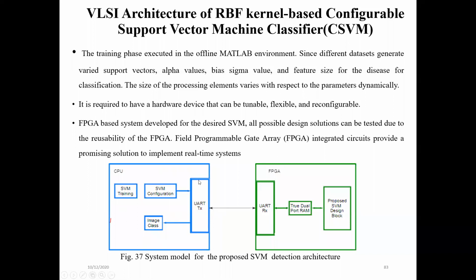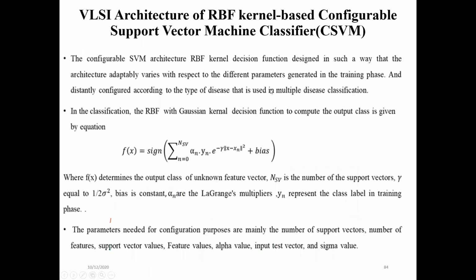So here is a UART transmitter, a UART receiver, two dual port RAMs, and the proposed SVM design block. And the VLSI architecture of the RBF kernel based configurable support vector machine classifier. The configurable SVM architecture is designed in such a way that the architecture adaptively varies with respect to different parameters generated in the training phase, and is configured according to the type of disease used in multiple disease classification. So what are the parameters required? The number of support vectors, number of features, support vector values, feature values, alpha value, input vector, and sigma value.